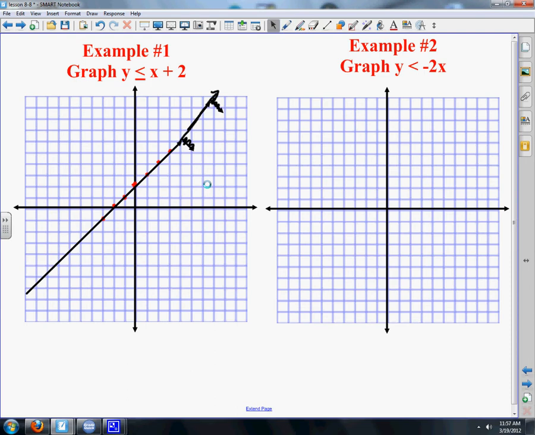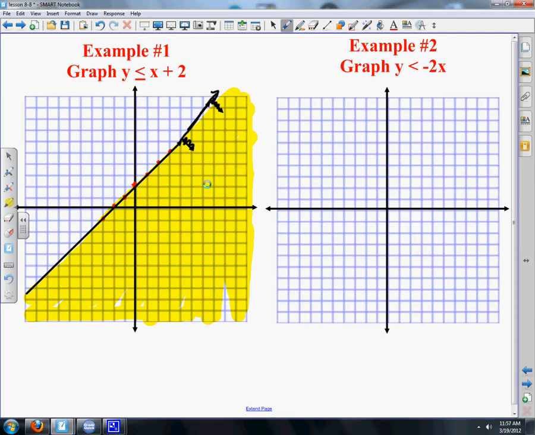Now we need to decide, are we going to shade above or below the line? Because it's less than, we're going to shade below the line. So we take our highlighter, you can just take your pencil and you shade below the line because it's less than. So any point on the line, because it's solid, or below the line in the shaded region can be the solution to this inequality. So let's graph the next one.